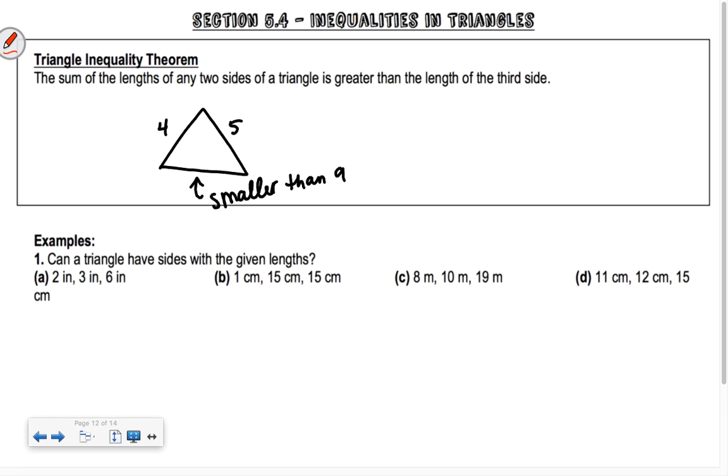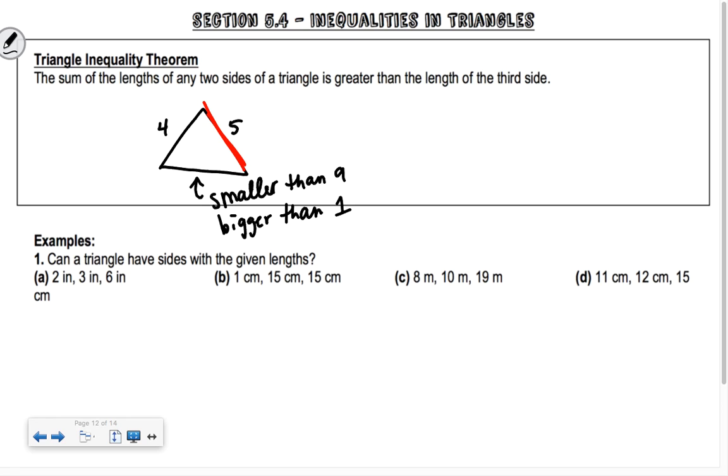But what if this 5 was our big side? What if that was the largest side? Then it has to be bigger than 1. Does that make sense? Because if it was like 2, that would be okay. 2 plus 4 is greater than the 5. If it was 1.1, that would still be okay. 1.1 added to 4 is still bigger than 5. Do you guys understand what I'm saying? So it would kind of push it up a little bit to make that triangle.